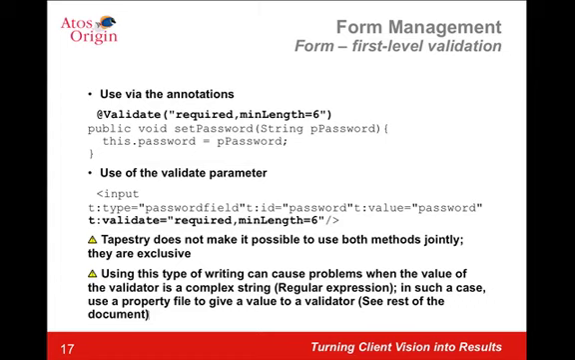Here is an example of the first level validation. So in our Java class, with the @validate annotation on the attributes or on its setter method. So our password is mandatory and must contain at least 6 characters. Or you can define the validation in your template with the tValidate parameter.